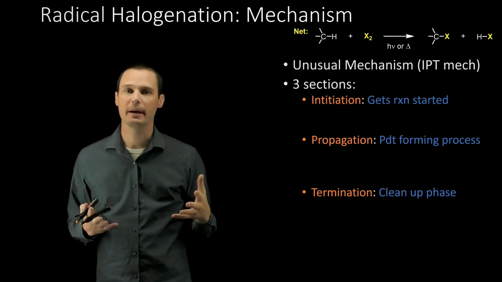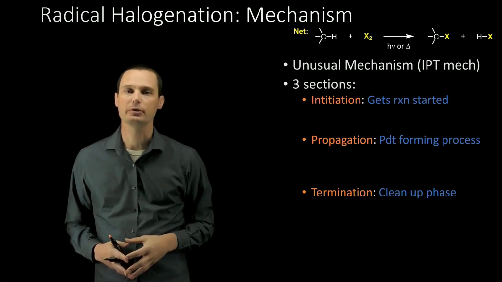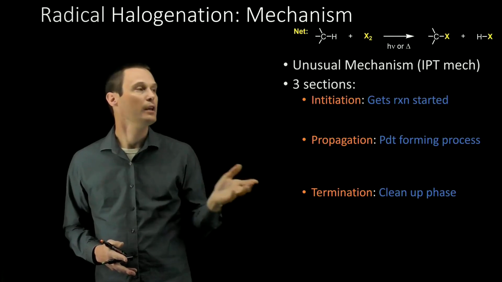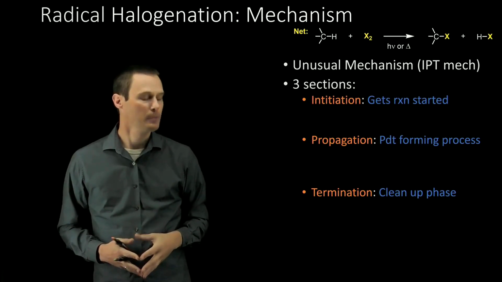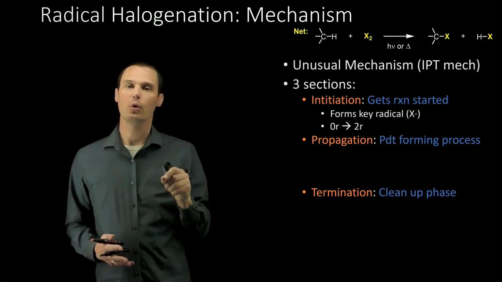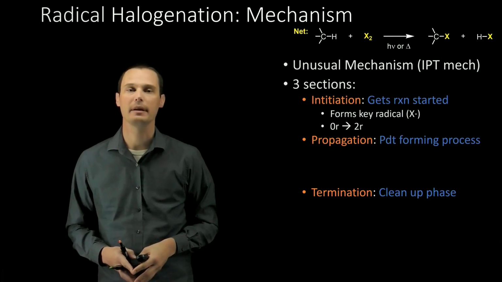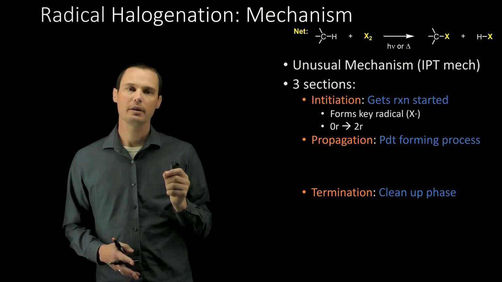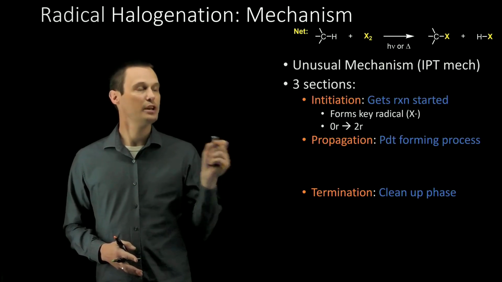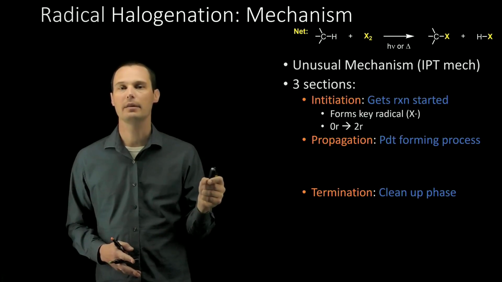The mechanism for this reaction is a bit unusual. I call it the IPT mechanism. There are 3 sections to this mechanism: initiation, propagation, and termination, and we'll need to include all 3 in our mechanism when we draw it. So the initiation part of the mechanism is how the mechanism gets started. Our goal of the initiation section is to form the key propagating radical. We will be forming the radical from X2. The other thing to remember is that the first initiation step always needs to have 0 radicals on the reagent side and 2 radicals on the product side.